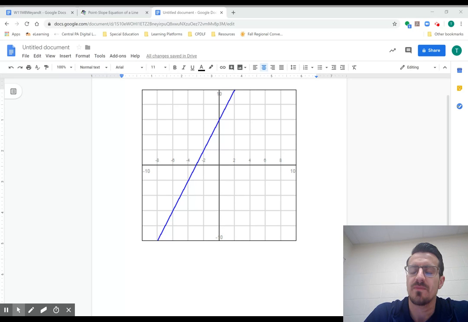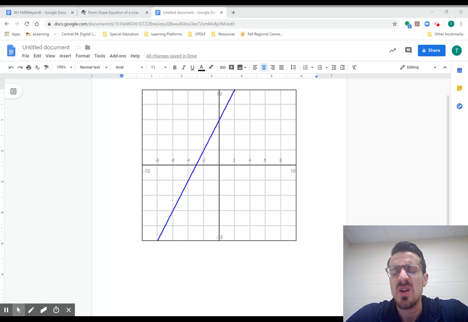Now, what we need to determine is our equation from that point slope problem. If you notice, it has y1 and x1, so we're just going to use 0 and 6.